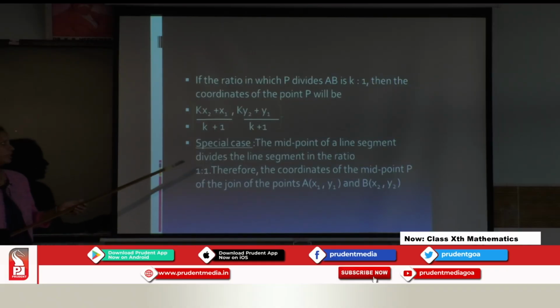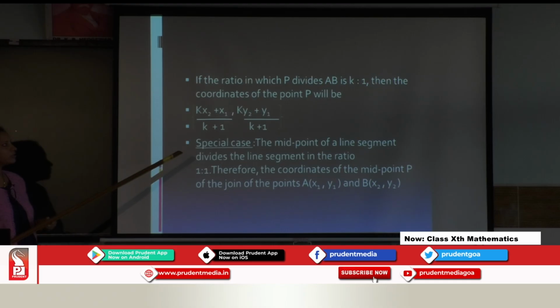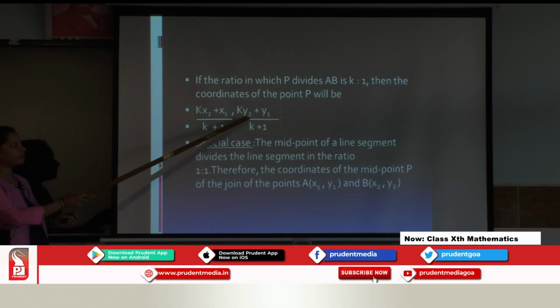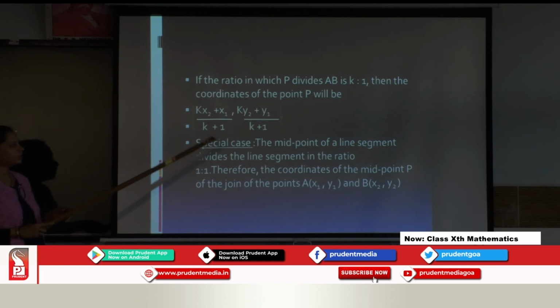There are some special conditions. If the ratio in which P divides AB is k is to 1, then the coordinates of the point P will be k X2 plus X1 upon k plus 1 comma k Y2 plus Y1 upon k plus 1. When the ratio is k is to 1, we have to use this formula.